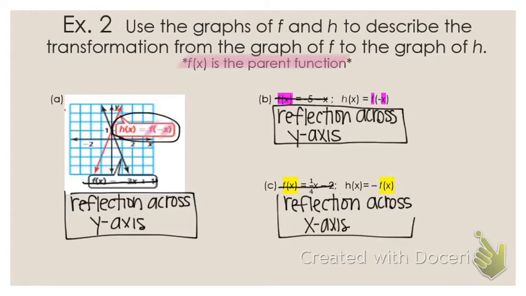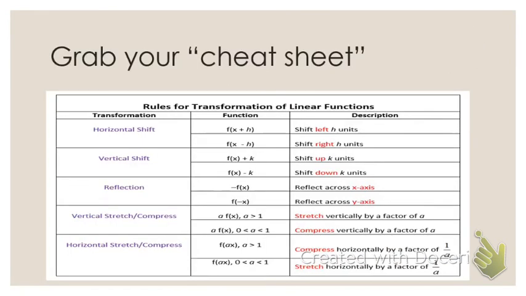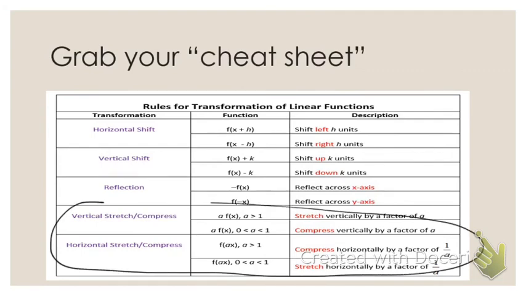So reflections are a little bit easier as long as, let me reiterate, a reflection will not include a number. The reflections are the sign changes only. Now, back to our cheat sheet. This is the most difficult of all the transformations. The stretches and the shrink. So we're right here. We're down here at the bottom.